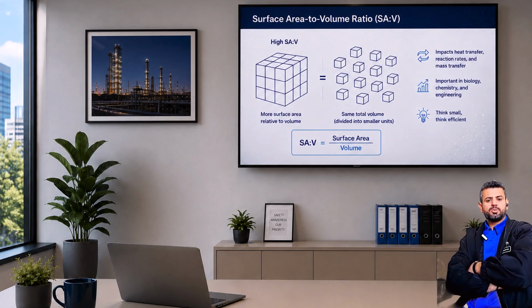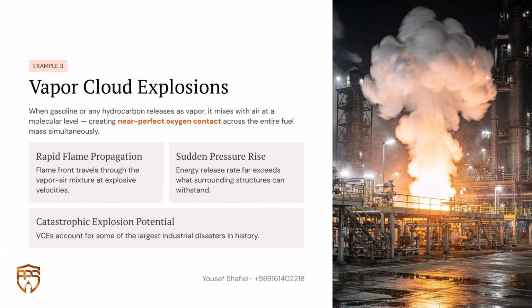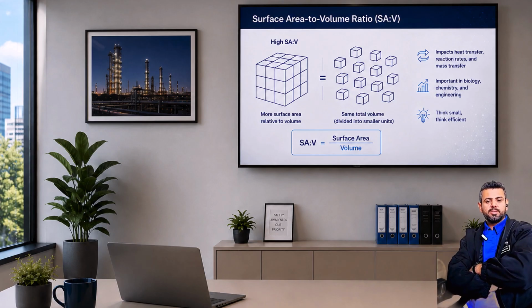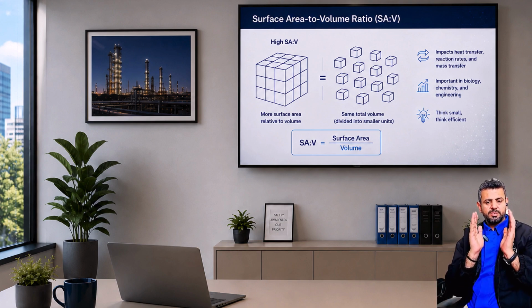Now let's discuss vapor cloud explosion. Gasoline vapor mixed with air has extremely high contact with oxygen molecules. This creates very rapid flame propagation, sudden pressure rise, and explosion potential. This is one of the reasons why vapor releases in the process industry are extremely dangerous.